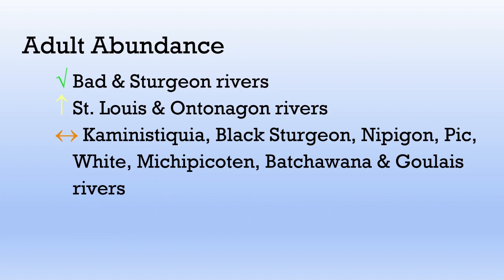I'm going to jump right into the adult abundance. Out of our 19 historic rivers, we only think that we are meeting our adult target in 2 of those rivers, the Bad River in Wisconsin, and then the Sturgeon River waterway that cuts through the Keweenaw Peninsula. We are seeing increasing numbers of adults in the St. Louis River and the Ontonagon River, which are 2 rivers which we are stocking or were historically stocking. And then the other extant populations we think are pretty flat.